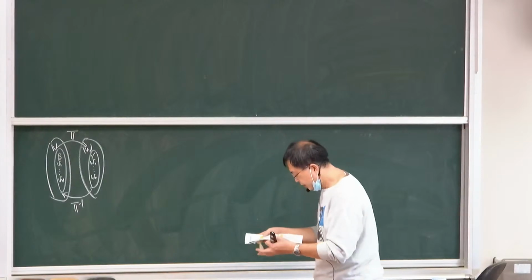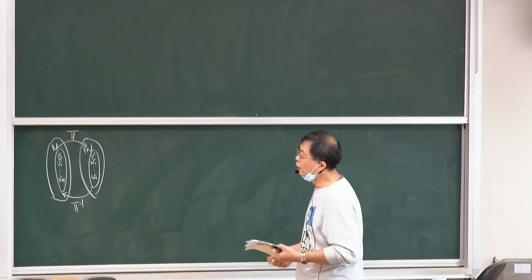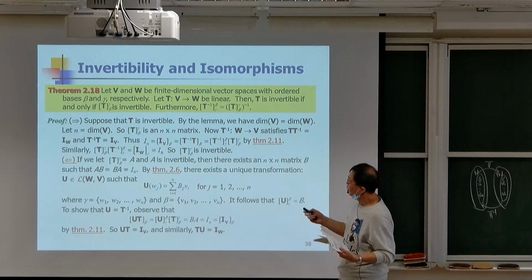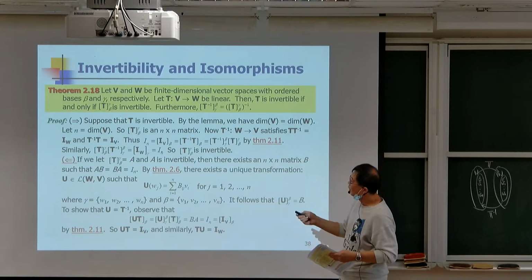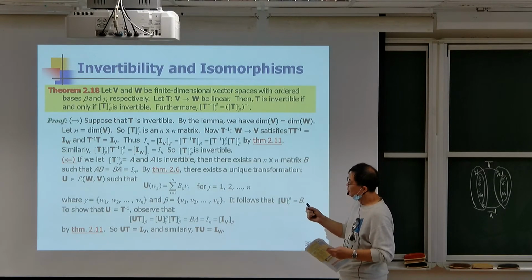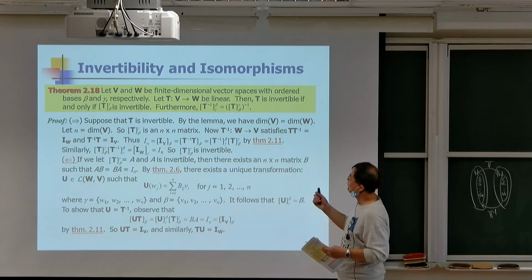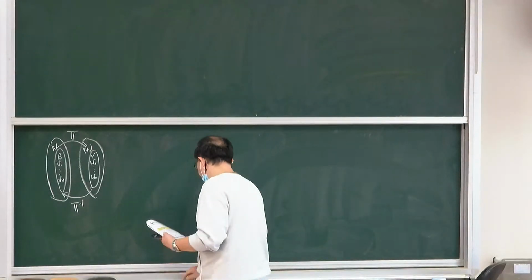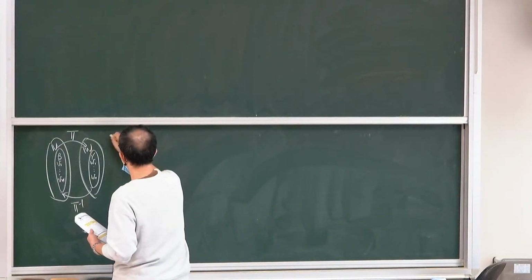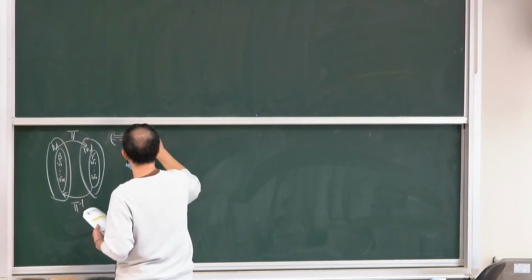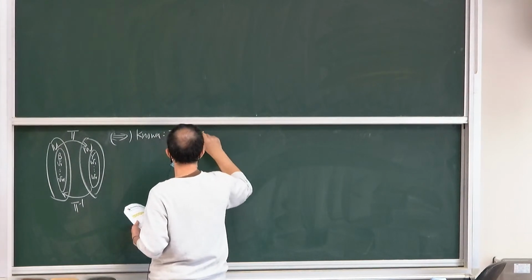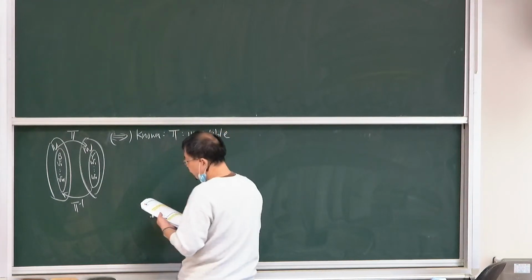T inverse also exists. Okay, so right now what we're going to prove, because from the statement of this theorem, it said that T is invertible if and only if its matrix representation is invertible. So we need to prove it from left to right and then from right to left. So right now what we are going to do first is from left to right. We have already known T is invertible. We have already known it.